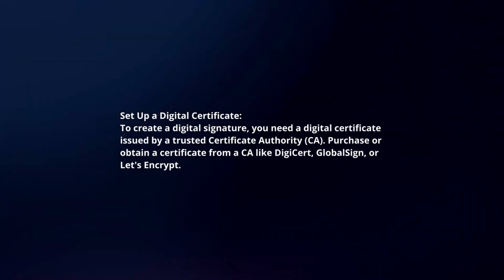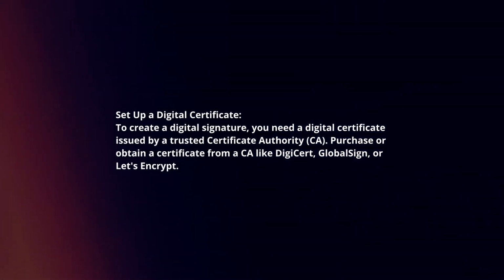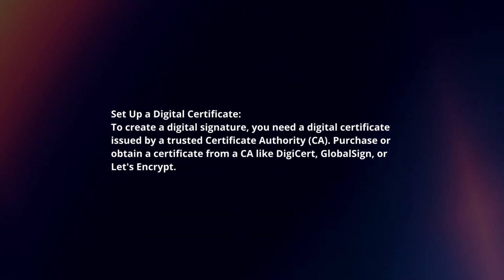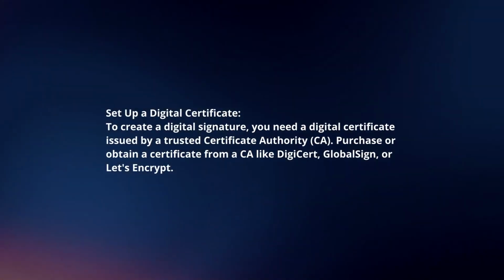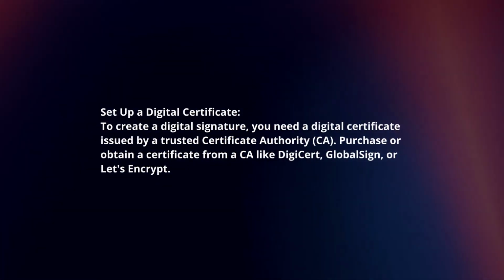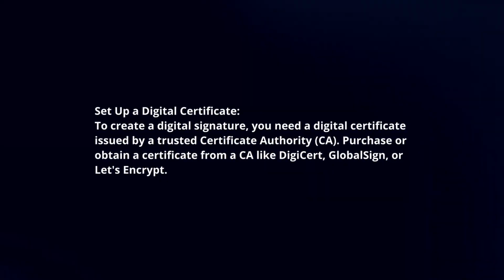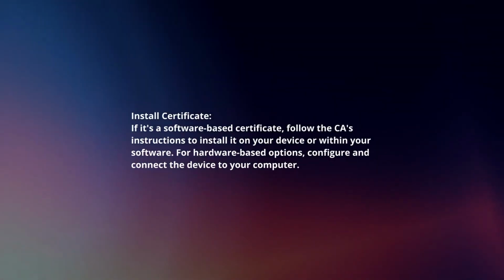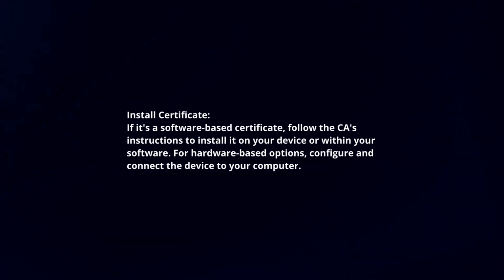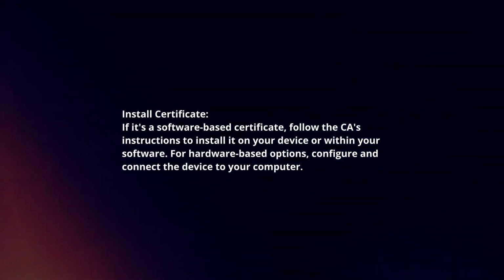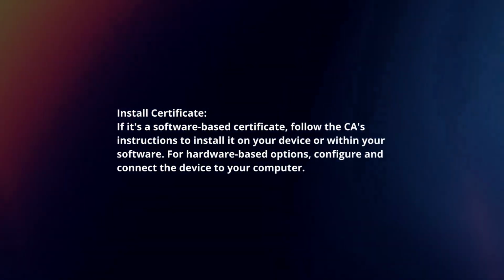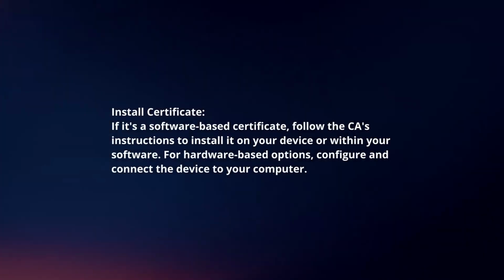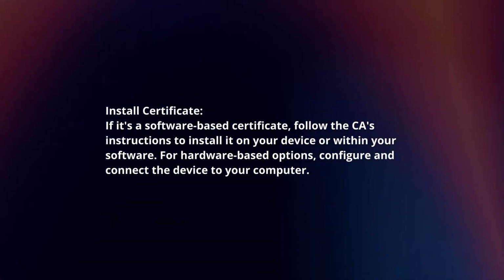Set up a digital certificate. To create a digital signature, you need a digital certificate issued by a trusted certificate authority. Purchase or obtain a certificate from a CA like DigiCert, GlobalSign, or Let's Encrypt. Install certificate. If it's a software-based certificate, follow the CA's instructions to install it on your device or within your software. For hardware-based options, configure and connect the device to your computer.